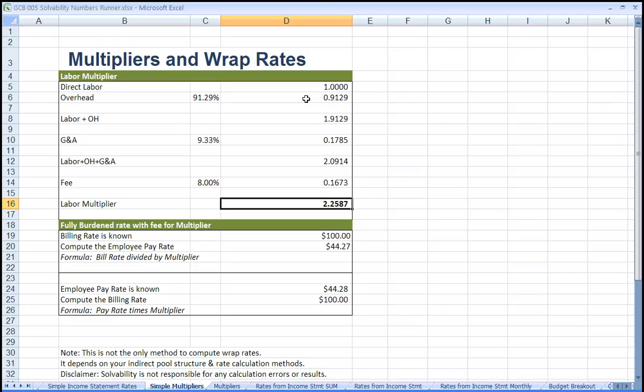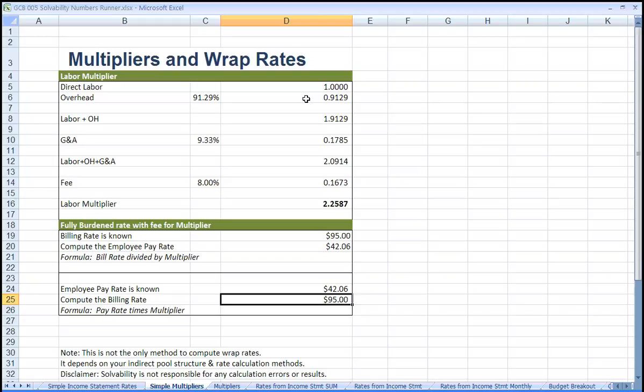Knowing this multiplier lets me compute cost backward and forward. If I know the billing rate I need to use, then I can divide by the multiplier to get the employee pay rate. If I know the employee pay rate, then I can multiply them by the multiplier to come up with the billing rate.